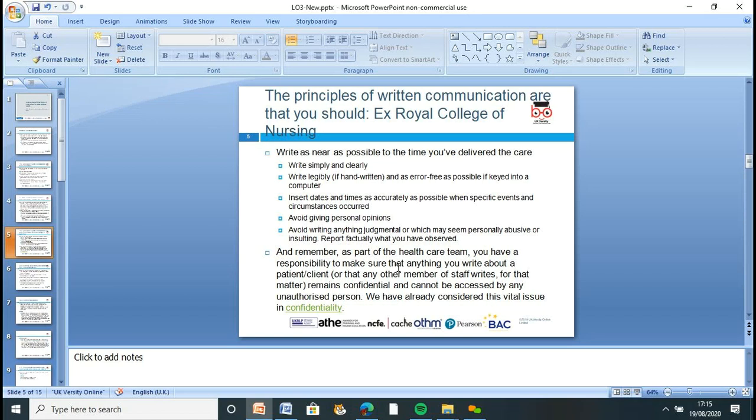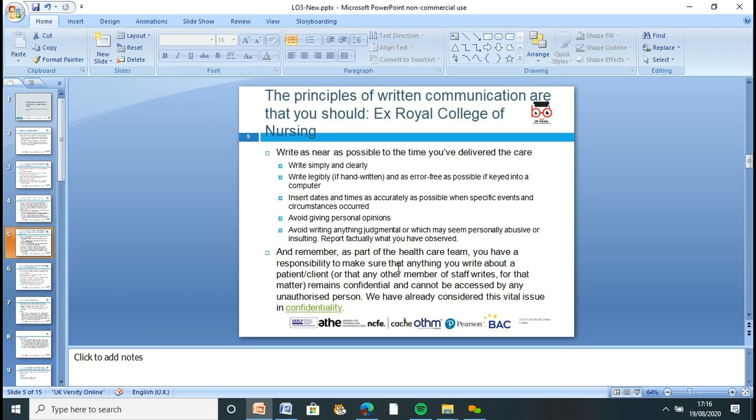According to the Royal College of Nursing, these are the principles that written communication should follow. Once again, it's another recap. We've looked at some of this already. You need to write as near as possible to the time you delivered the care. You'll notice I keep saying this because it's really important. You need to write simply and clearly. Make sure it's neat handwriting and that there are no mistakes if you're typing it in. Put the dates and times in.